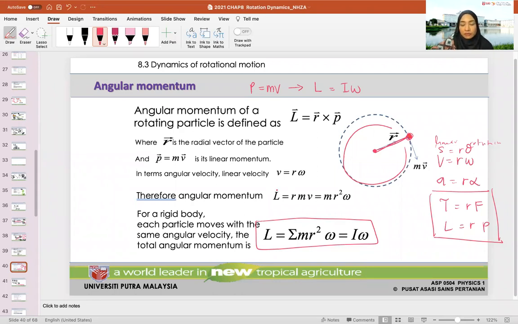Okay, so if L is Rp, and P is equal to mv, and V is equal to R omega, then you would have two R's and one M. So it's mR squared omega. This guy is I. So this is how you get L is equal to I omega. Do you have to derive it? No, just memorize the equation.